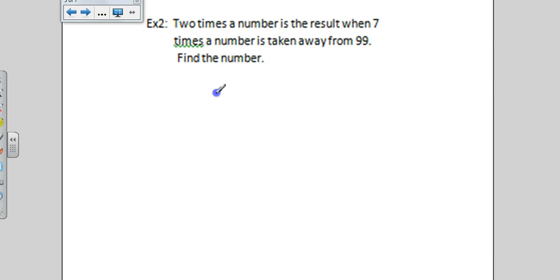2 times the number is the result when 7 times the number is taken away from 99. So 2 times the number is 2n. Is the result means equal sign. And then be careful, taken away from is going to be another backwards subtraction. So we're going to have to put the 99 first, and then 7 times the number comes later.